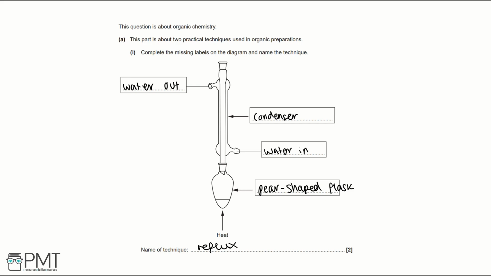To get the 2 marks for this question, you get your first mark for getting the water flow correct and saying that it's a condenser. And then you get your second mark for naming the flask, so either a pear-shaped flask or a round bottom flask, and naming the technique. That gets you your second mark.